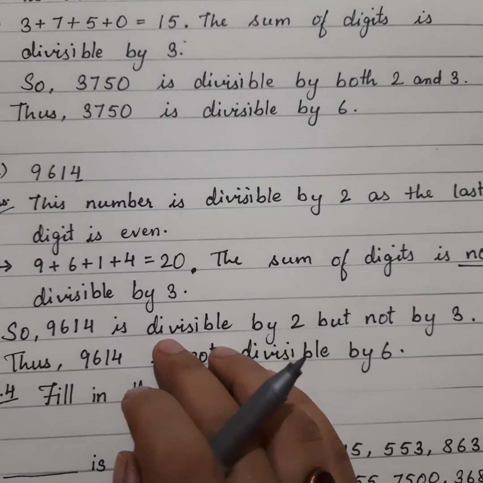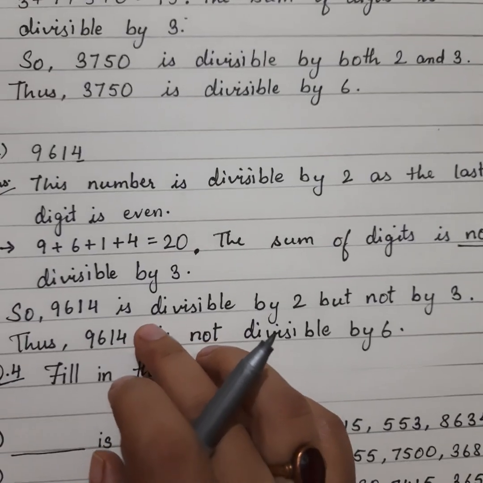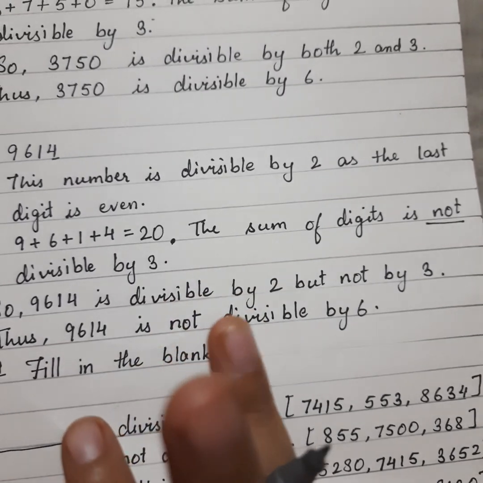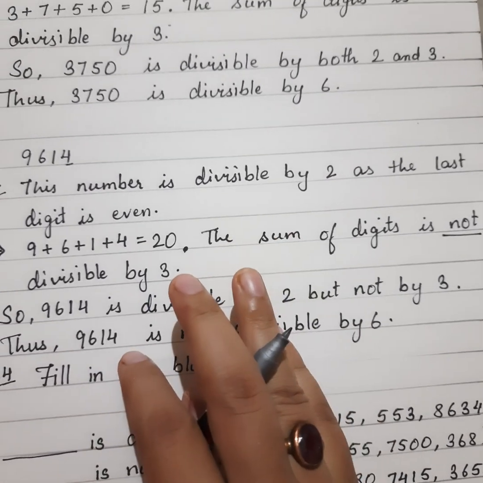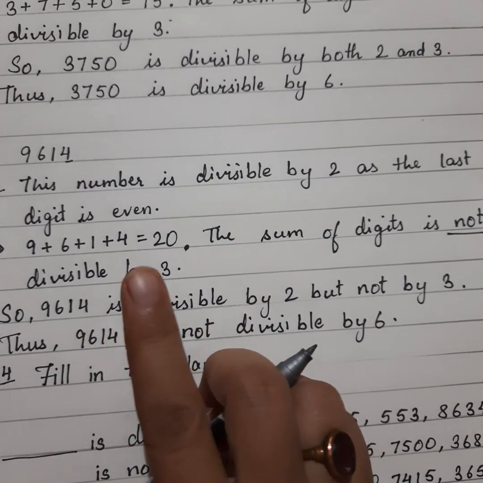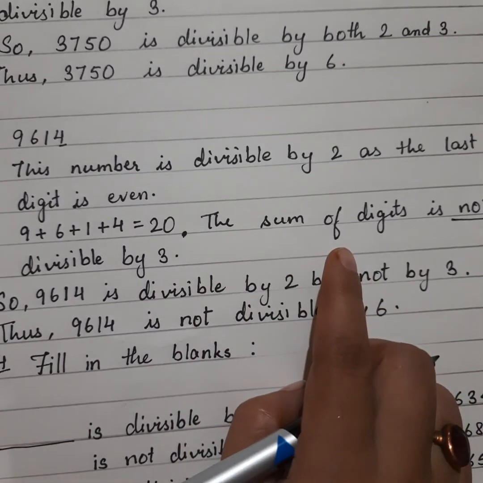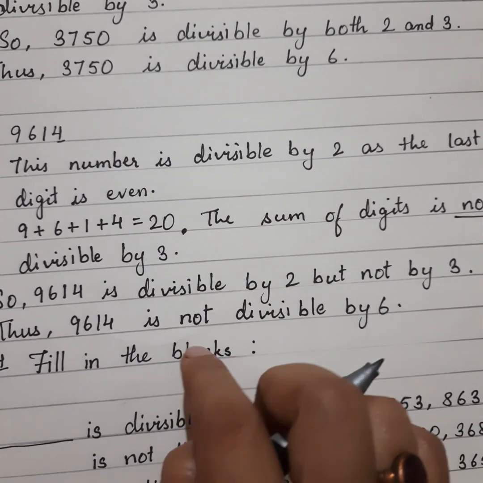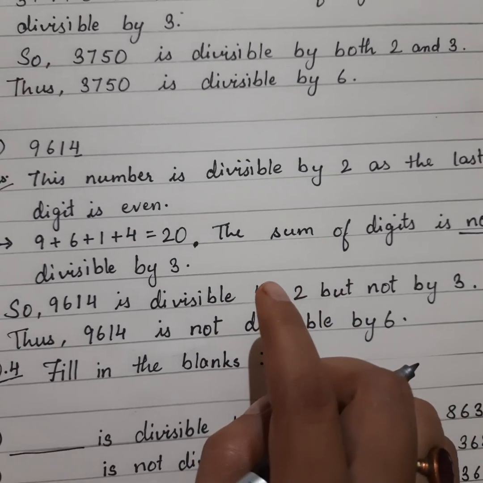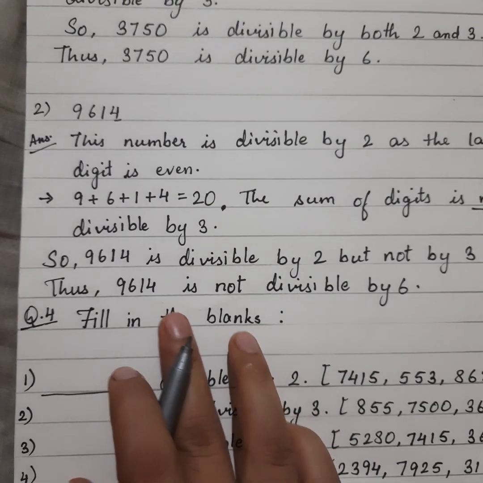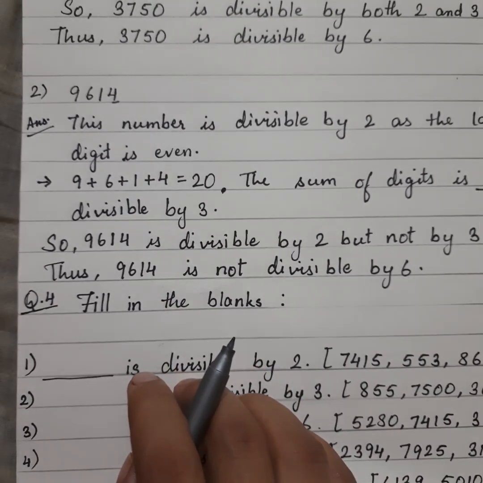So I hope you have noticed here that the number should be divisible by 2 as well as 3 together. Then only it will be divisible by 6. If it is divisible by one number and not by the other, we cannot say the number is divisible by 6. Okay. Then question 4 is fill in the blanks.